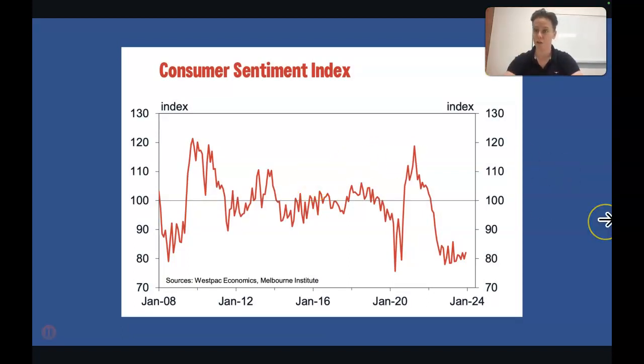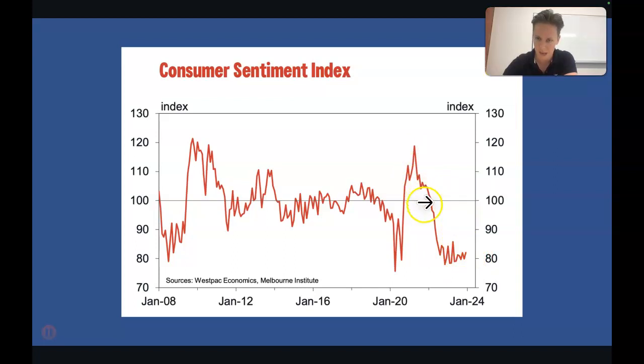So if we were to assume aggregate demand shifting to the right, think about what's happening on the y-axis, what's happening to inflation, and what's happening on the x-axis, what's happening to output, and then by consequence, what's happening to unemployment. This is consumer sentiment. So over the past few years, it's been hovering around 80. So it hasn't really gone up or down in the last couple of years.